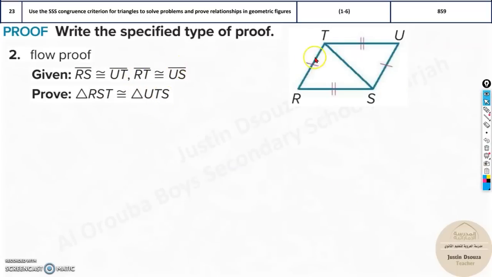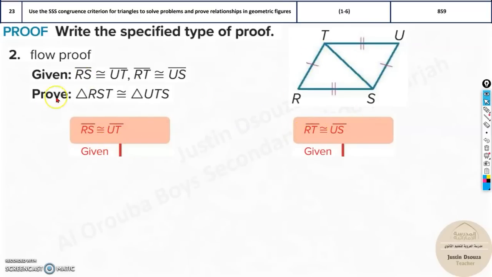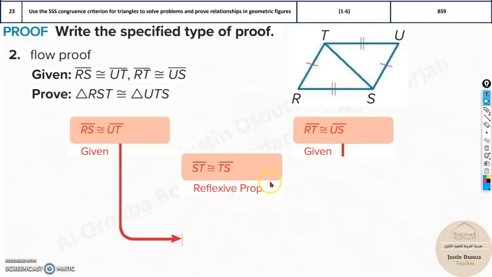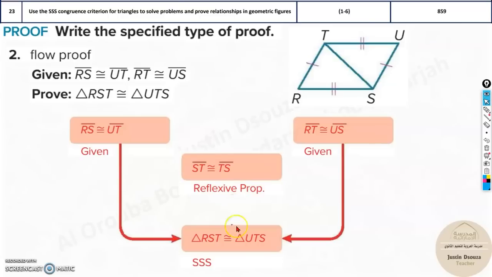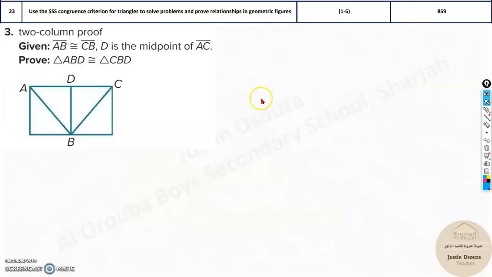This is also again a very simple one. They have told these two sides are equal, given, and then we need to prove these two triangles are congruent. Obviously, the TS side is a reflexive property. It's the same side. Let's look over here. RS and UT are congruent. It's given. RT and US, that's also given. Now, ST is congruent to ST or TS itself because of the reflexive property. From all the three sides, we can tell it's congruent because of the SSS postulate.